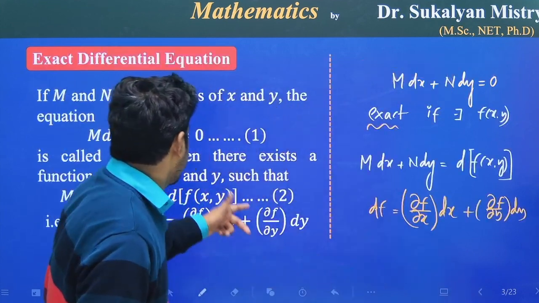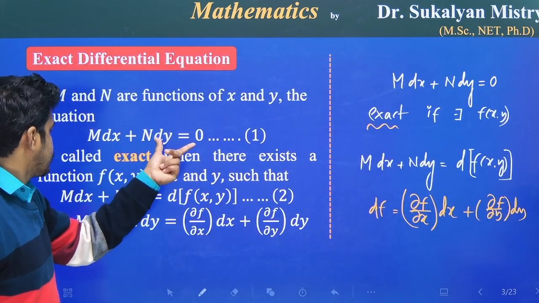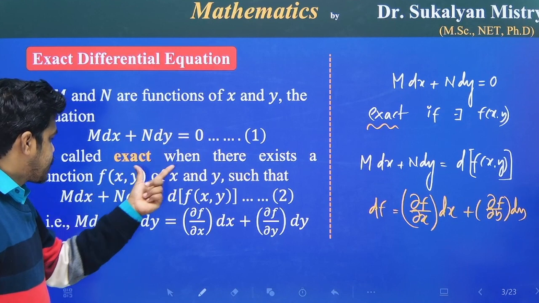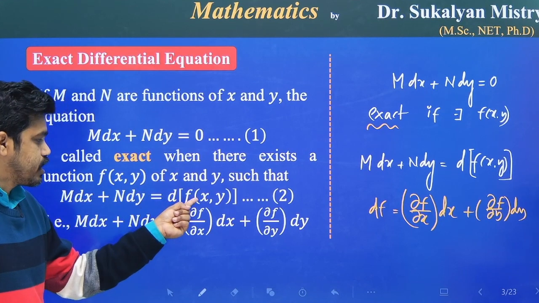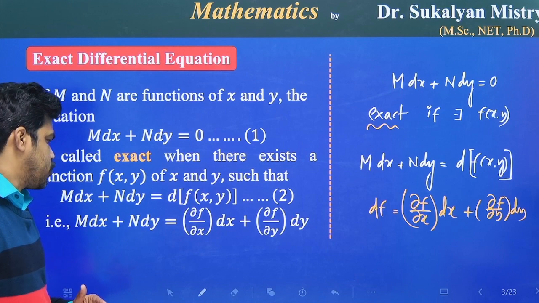Just see the definition: M dx plus N dy is equal to 0. This is called exact if M dx plus N dy is equal to df. What is f? F is a function of x and y.